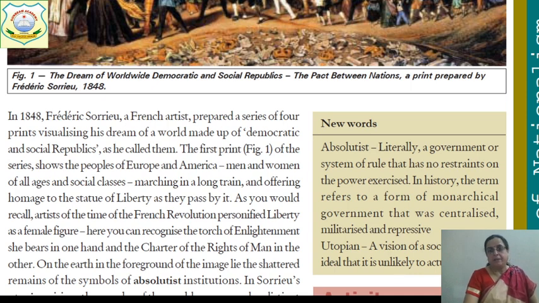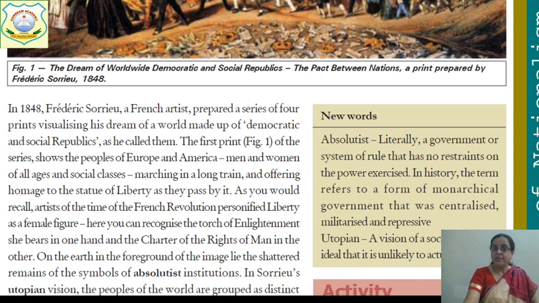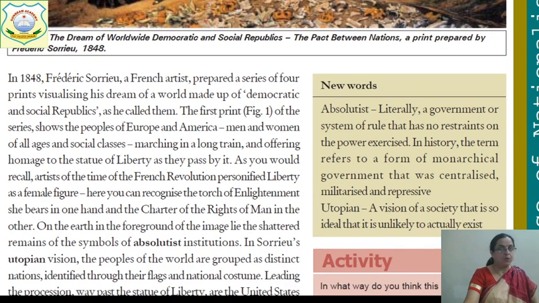Absolutist, that is a government, literally a government or system of rule that has no restraints on the power exercised. In history, the term refers to a form of monarchical government that was centralized, militarized and repressive. Utopian, a vision of society that is so ideal that it is unlikely to actually exist. So you just go through the new words also, that will also come in the test.